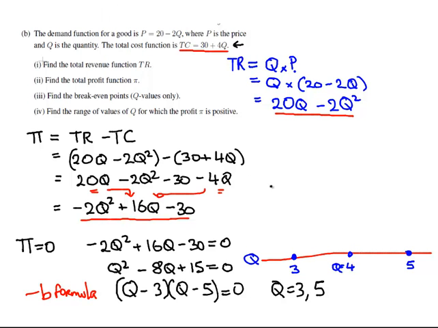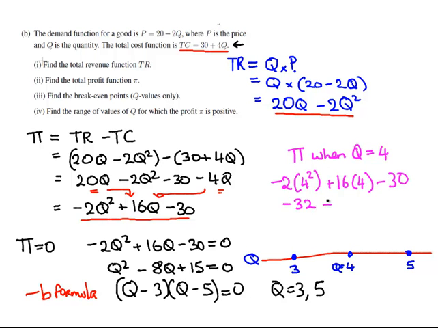So total profit at Q equal to 4. Pi when Q is equal to 4. Well, in this case we have minus 2 times 4 squared plus 16 times 4 minus 30. Bit of calculator work, we get minus 32 plus 64 and minus 30. That therefore means pi is equal to 2. So in between these two, between 3 and 5, pi is positive.